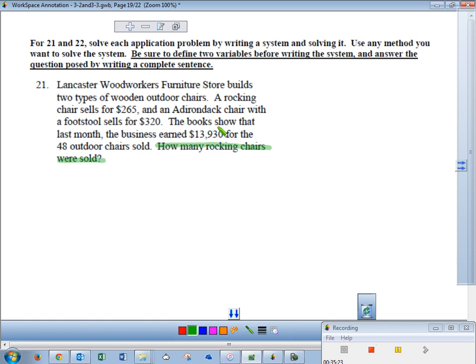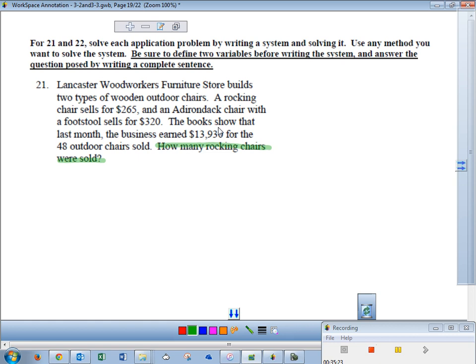You know how much they cost, right? How much does it cost for a rocking chair? $265. You know how much it costs for a hard-to-pronounce chair? It's $320, right? So we know how much they cost. What don't we really know? How many they sold of each, right? So let's define that. That's what defining your variable is all about.